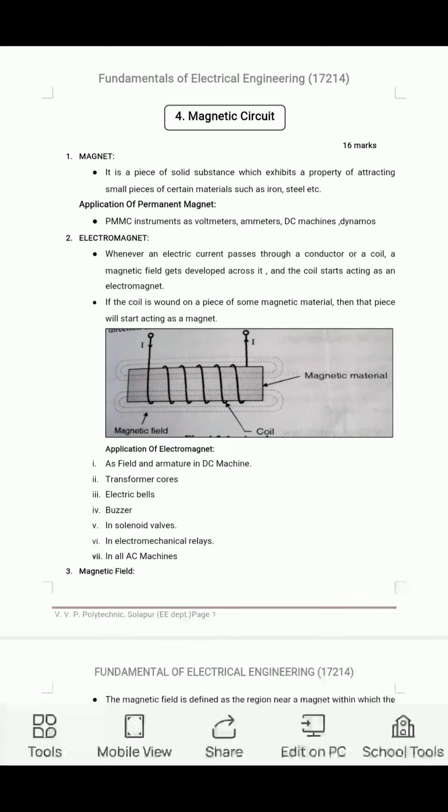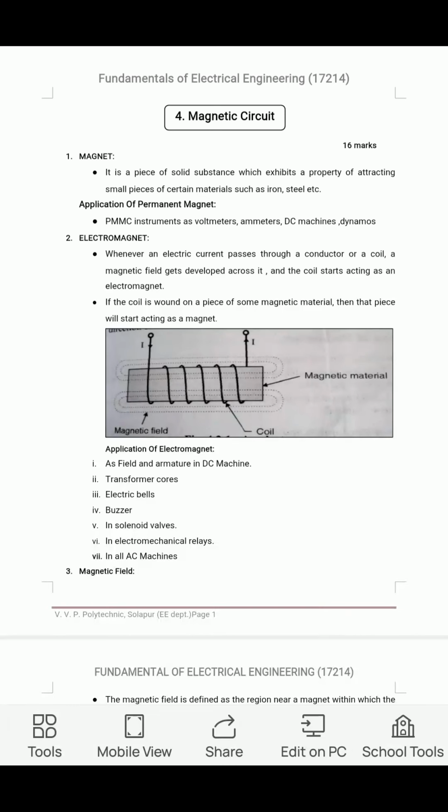That means the magnetic material or that solid substance gets the property of a magnet, and it will attract and repel the magnetic material. It is not a magnetic material whenever current is not there, and it acts as a magnet whenever we flow the current. So this type of magnet is called an electromagnet, as it gets the property whenever we flow a current. If a coil is wound on a piece of some magnetic material, then that piece will start acting as a magnet. This type of magnet is called an electromagnet.